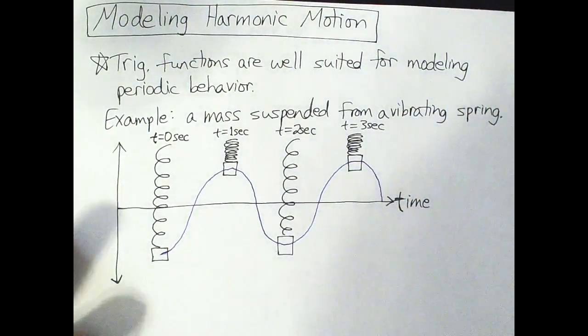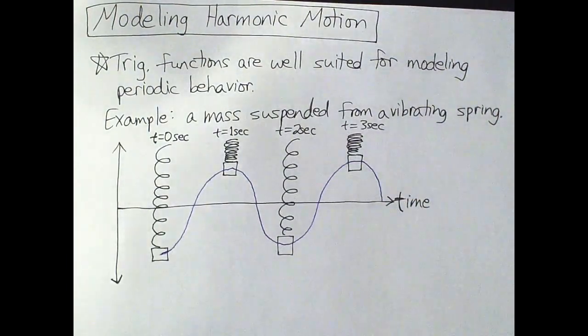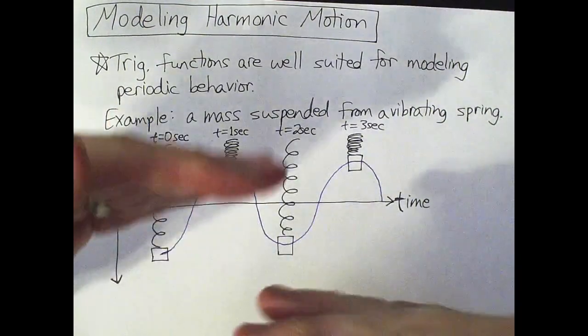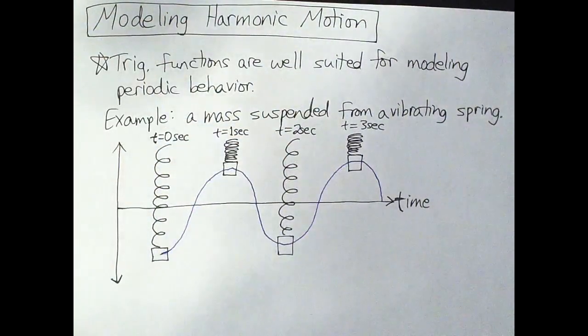It looks like a trig function. It looks like sine or cosine, or some version of sine or cosine. Maybe it's like cosine but flipped vertically. Maybe it's sine or cosine, maybe it's flipped vertically, maybe it's scaled horizontally or scaled vertically, but it does look like we could use sine or cosine as a basis for this type of motion.